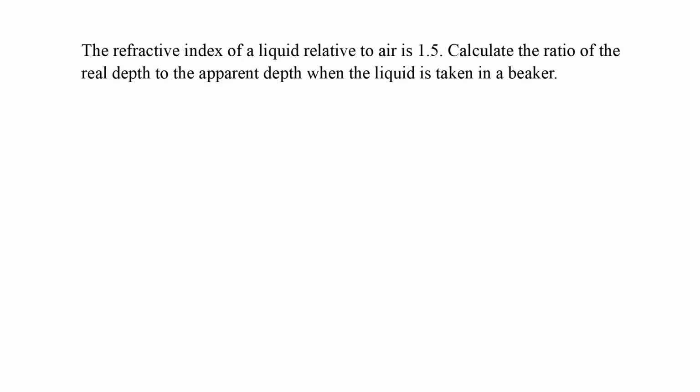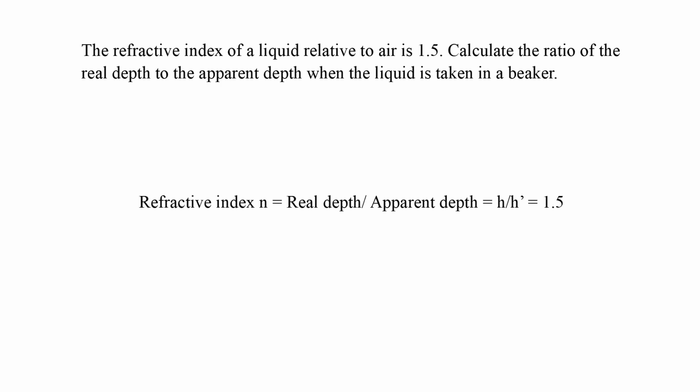The next question says, the refractive index of a liquid relative to air is 1.5. Calculate the ratio of the real depth to the apparent depth when the liquid is taken in a beaker. So refractive index n is itself equal to real depth upon apparent depth, or H by H dash. It's 1.5. So this ratio is itself equal to the refractive index, that is, the answer is 1.5.